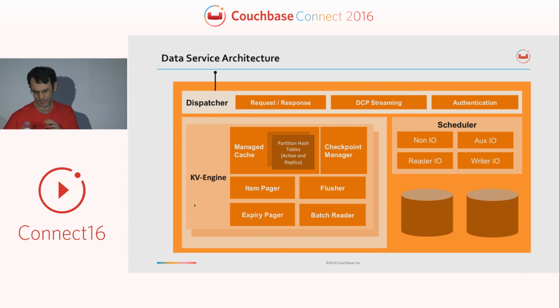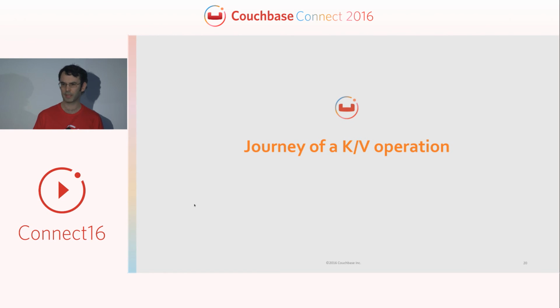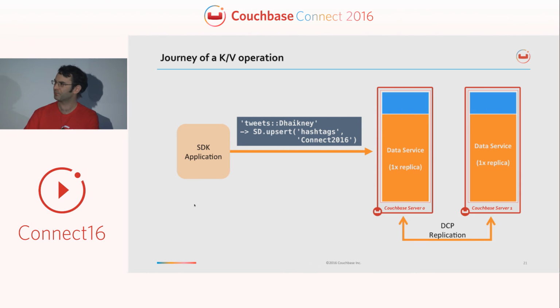So I want to try and give you an idea of what all these rectangles we see really mean. I want to show you the journey of a single operation through the system. What I'm going to show you is a very simple setup, a very simple topology. I have 2 nodes that are only running the data service, with a single replica, Couchbase Server 0 and 1. And they have DCP replication running between them.